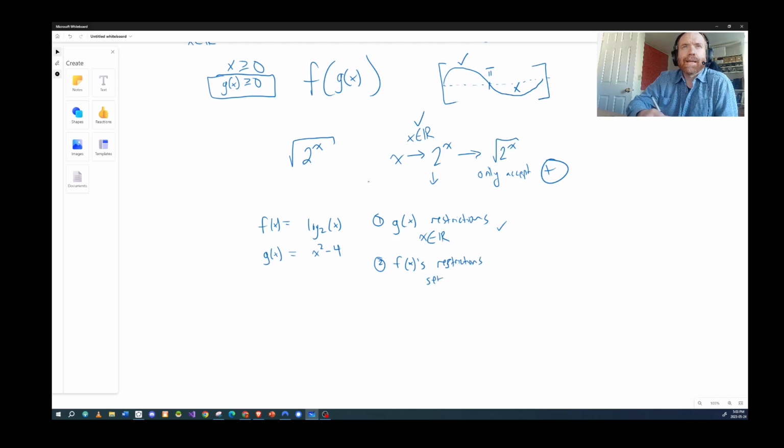Restrictions set to g. Okay, now f of x does have some restrictions, right? F of x can only accept values greater than 0, except what we're going to do is say g of x has to be greater than 0, not x. Remember, x has to go through g first before it gets to f, so it's not that x has to be positive, it's that whatever comes out of g of x has to be positive. So let's do this. Let's solve this inequality.